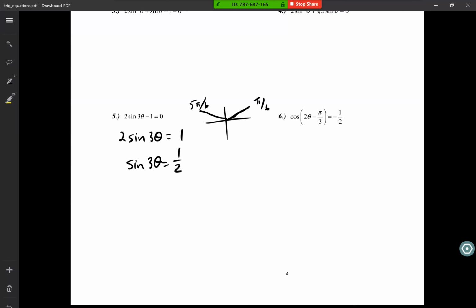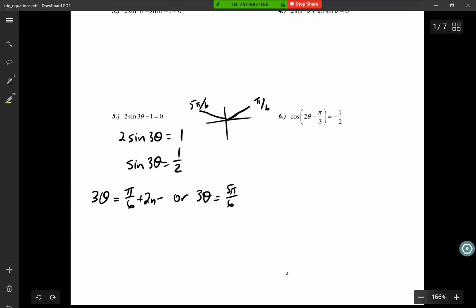All right, so to get a sine value that's equal to a half, whatever the angle is on the inside has to be one of those two. So in this case, the inside looks like 3 theta, so we'll write it as 3 theta is equal to pi over 6, or 3 theta is equal to 5 pi over 6. And then much like what we did last time, we use the fact that sine has a period of 2 pi. So we'll add multiples of 2 pi here, just like we did before.